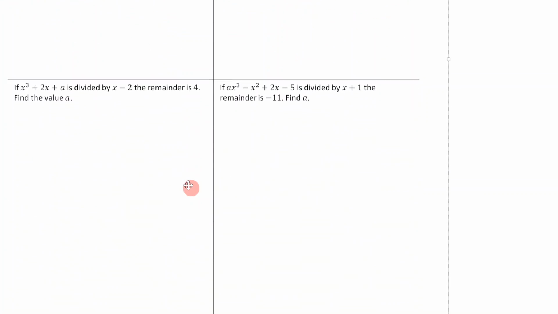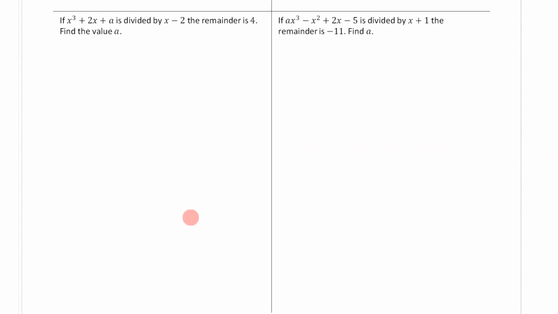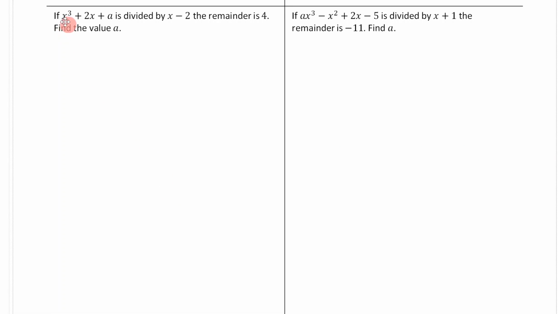Okay, let's keep on going here, and now we've just got a little bit of a different question. It says, if x cubed plus 2x plus a is divided by x minus 2, the remainder is 4.